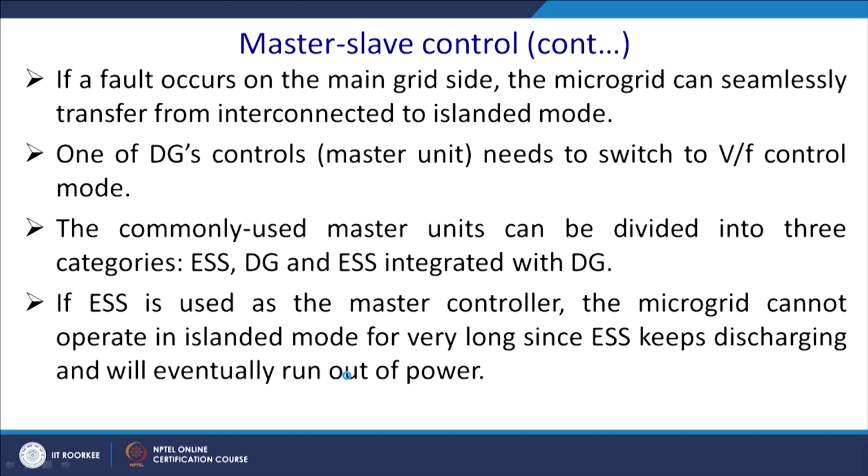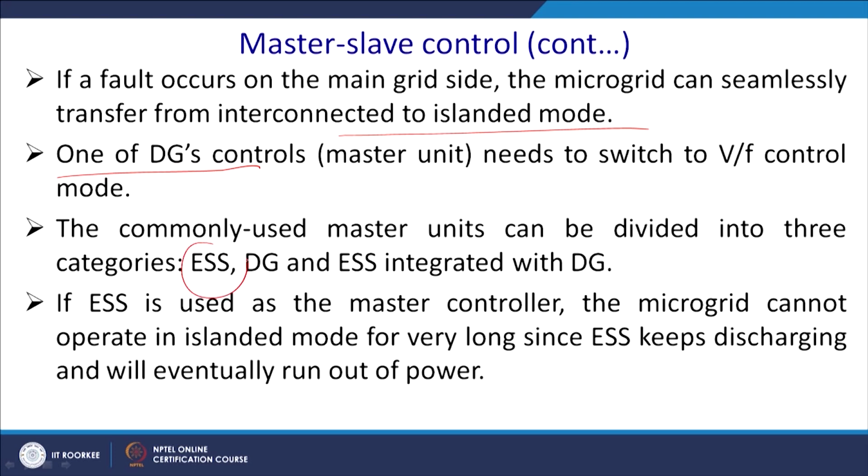Now, if a fault occurs on the main grid side, the microgrid can seamlessly transition from the interconnected mode to the islanding mode, and it will change by itself. That is due to non availability of the grid or any disturbances. So, it will change over to this off grid mode, and one of the DG's controls, that is the master unit, must switch into the V/F mode, and that is predetermined. The commonly used master unit can be divided into three categories.